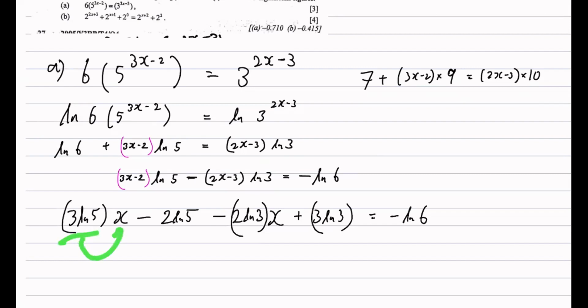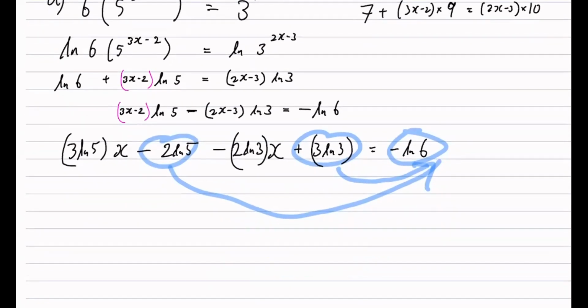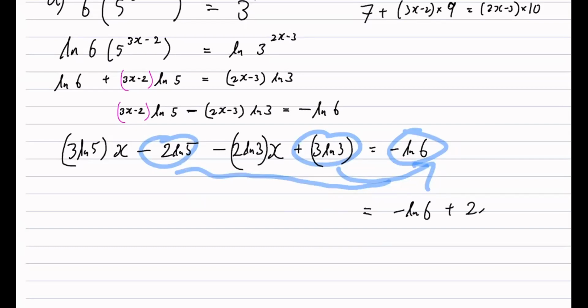So it's something times x, something times x. Then you have a bunch of numbers. When you want to solve for x, you should leave x alone. All the numbers should bring over to the other side. Okay, so negative ln 6, leave it alone. Sorry, let me modify this. Yeah, negative ln 6, leave alone. Then you're left with minus ln 6, but plus 2 ln 5, minus 3 ln 3. Then you're left with the guy that involves x, this one and that one.